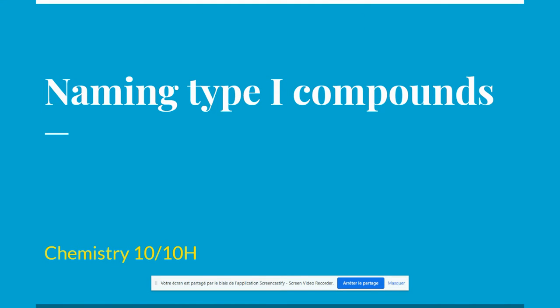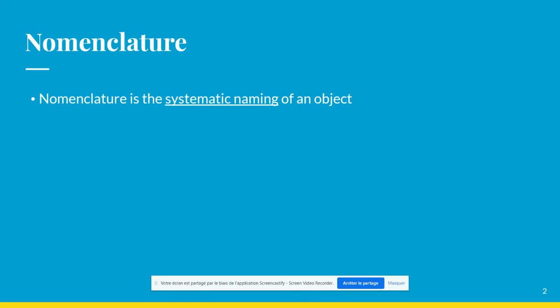This is Mrs. Altman. In this video, we are going to go over how to determine if a compound is type 1, type 2, or type 3, and also how to do the nomenclature for the type 1 compounds. So before we get into the processes, I'm just going to quickly say what nomenclature is. Nomenclature is just a systematic naming of an object, so meaning that there is a step-by-step process to getting the name of something.